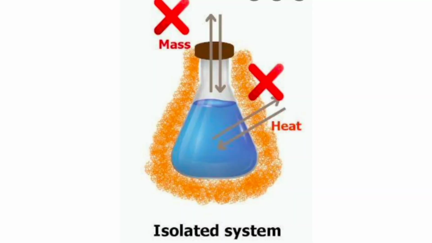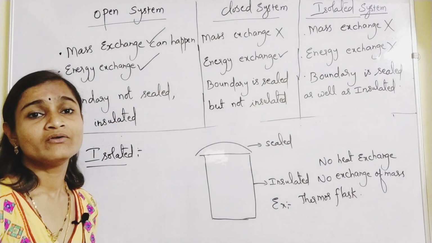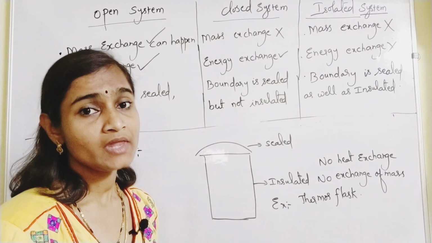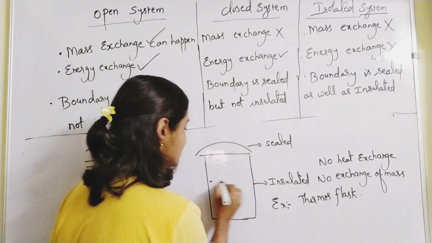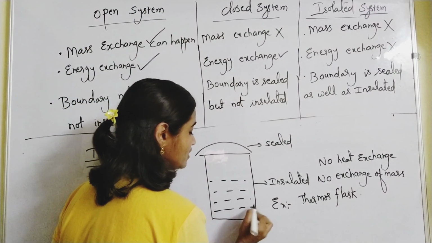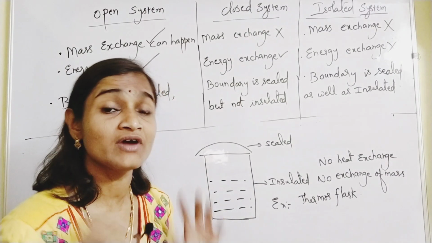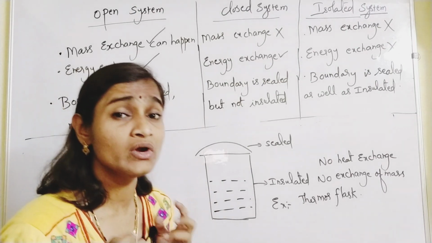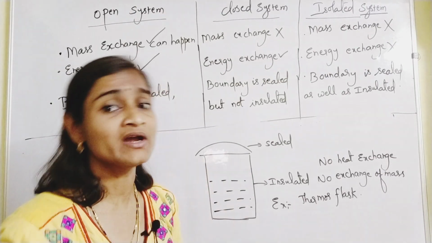Thermos flask is the best example, right? So this is an isolated system. Nothing goes out. If you take hot water, it remains hot for a long time. If you take cold water, it remains cool for a long time.